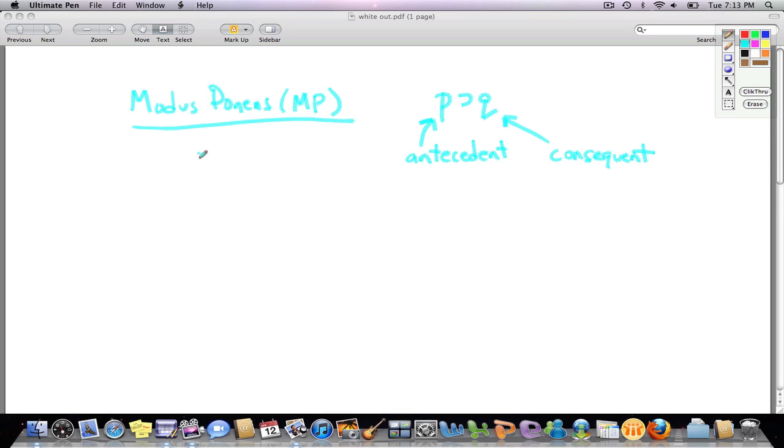So the rule then appears like this: if P then Q, P. We'll write the premises above the line and the conclusion below, Q. Now the order of premises does not matter, so if I had P, and if P then Q, Q, that would be modus ponens as well.